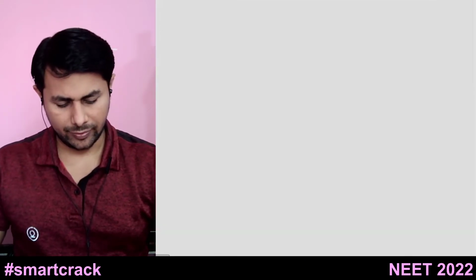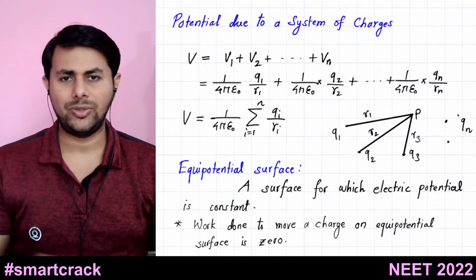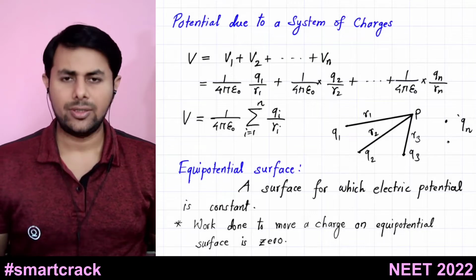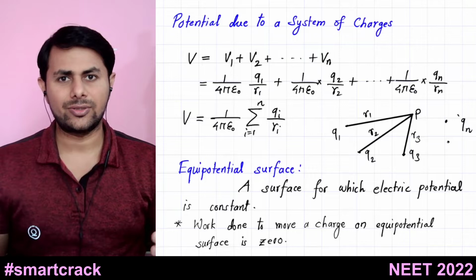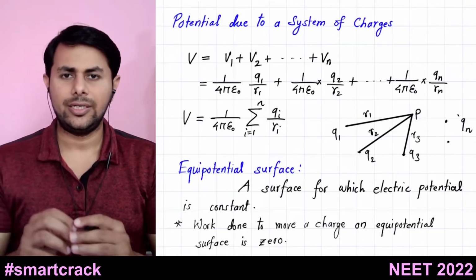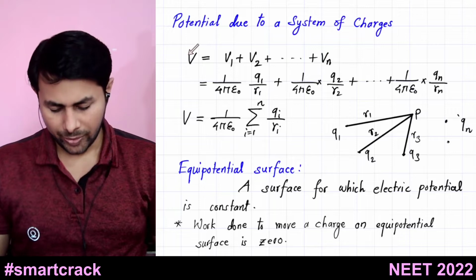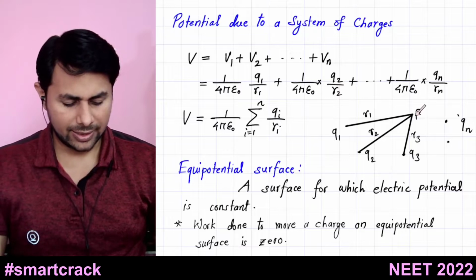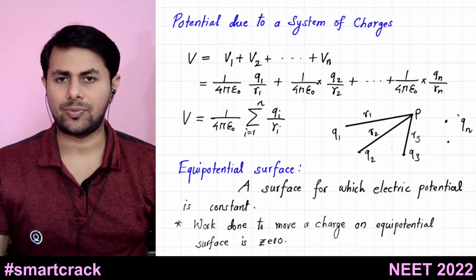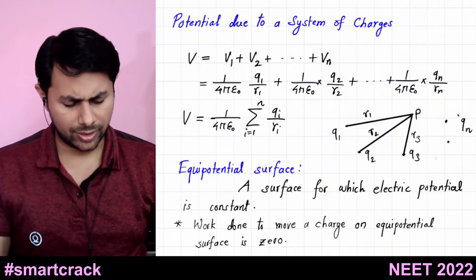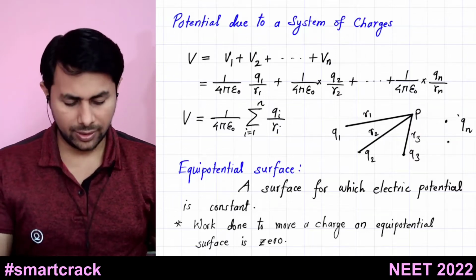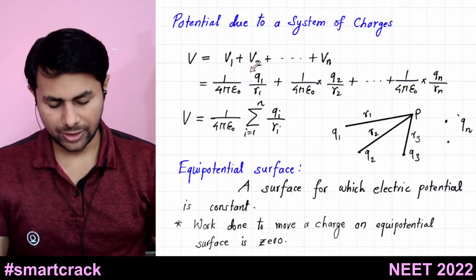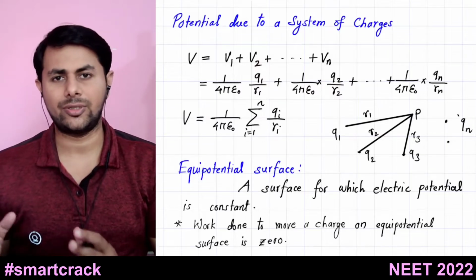Okay, very simple. After that, you want to find out the potential due to a system of charges. Potential is work done per unit charge, so it's a scalar quantity. Okay, so it adds in a scalar way. So the potential due to n number of charges at a point. Let's say this point P is at distance r1 from q1, at distance r2 from q2, at distance r3 from q3, and so on and so forth. There are n charges. Then the potential due to all those n charges is just the potential due to the first charge plus the potential due to the second charge plus so on and so forth up to the potential due to the nth charge.